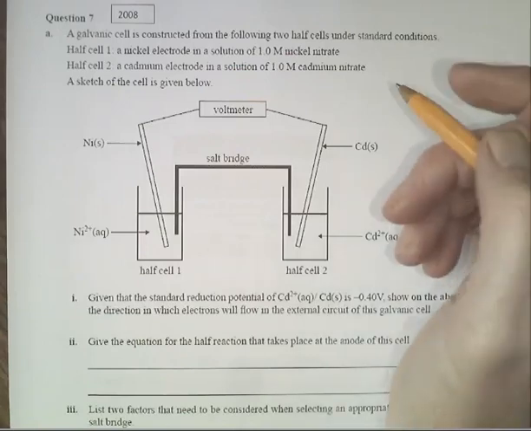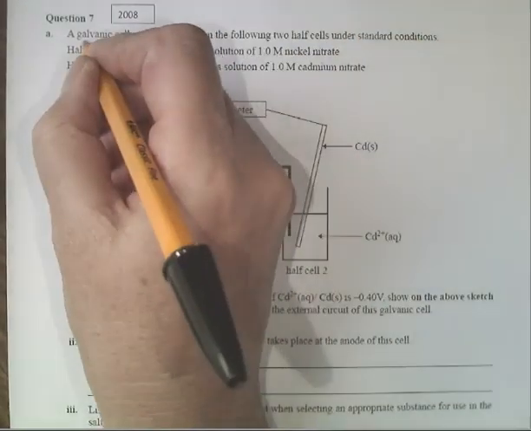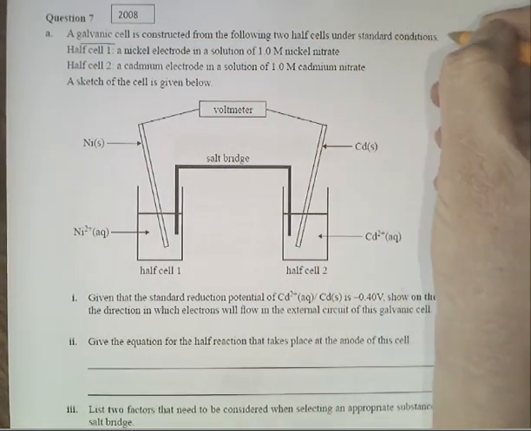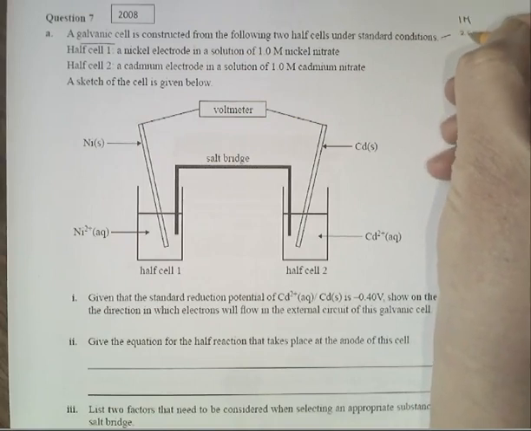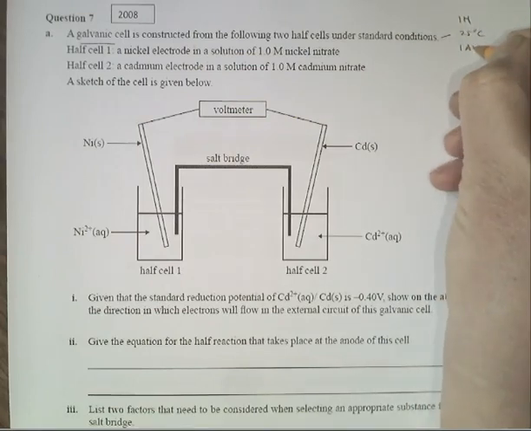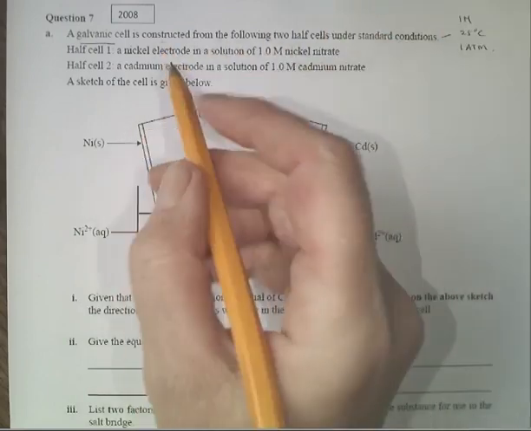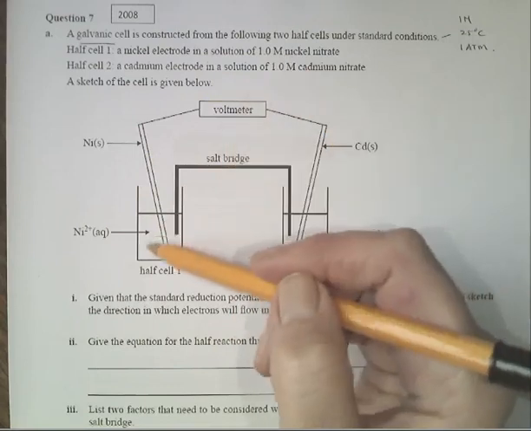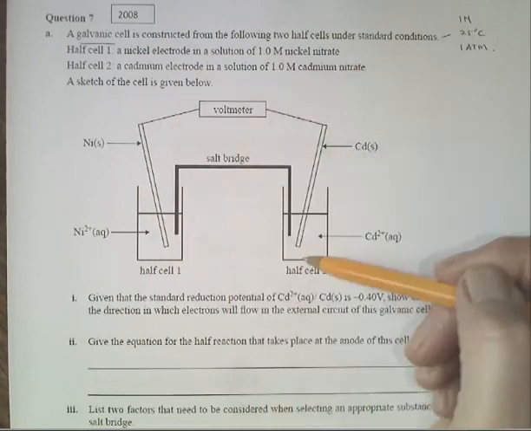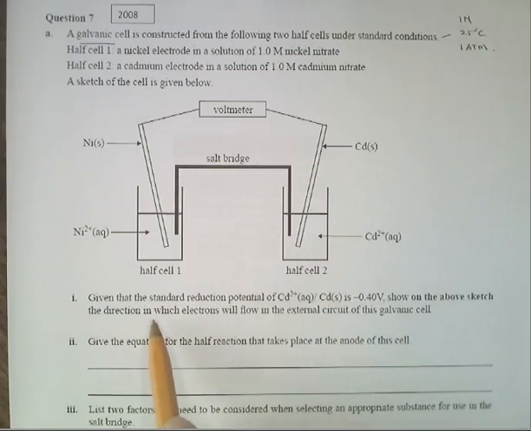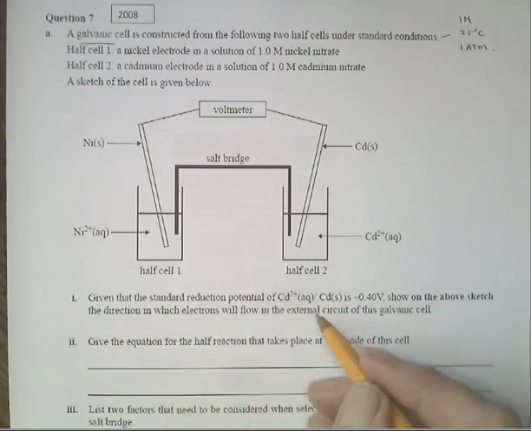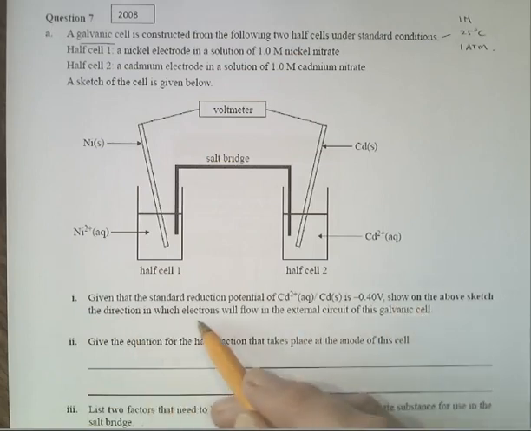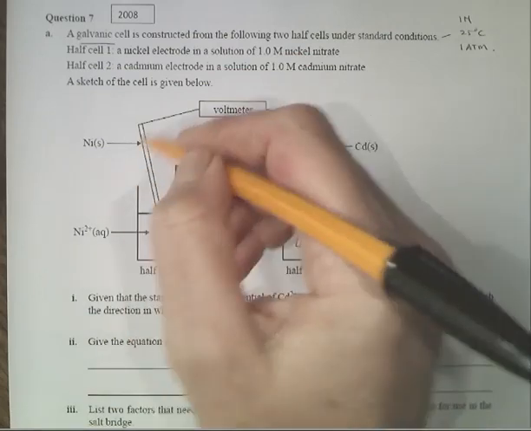Okay, this is the 2008 question 7 exam. A galvanic cell is constructed from the following two half cells under standard conditions. Standard conditions: 1 molar, 25 degrees and 1 atmosphere. You've got a half cell with a nickel electrode and a solution of nickel nitrate, and cadmium in a solution of cadmium. Given that the reduction potential of cadmium is -0.4, sketch on the above graph the direction in which the electrons flow. So are they going this way or this way?